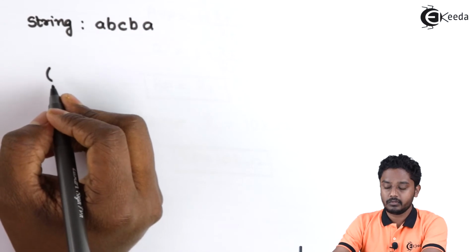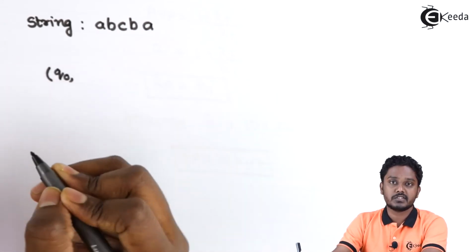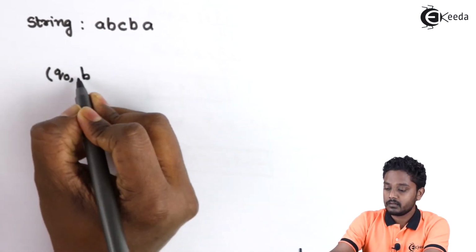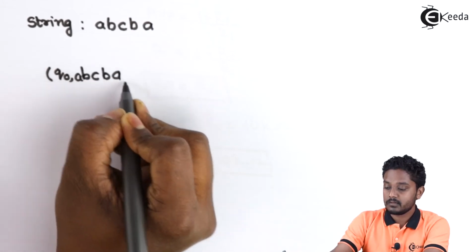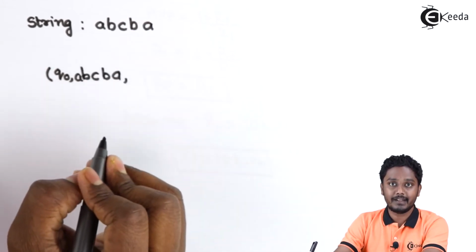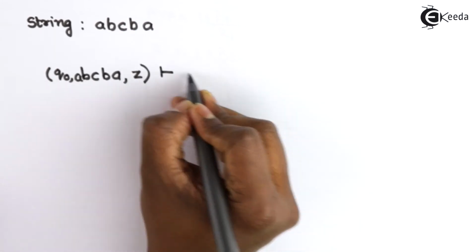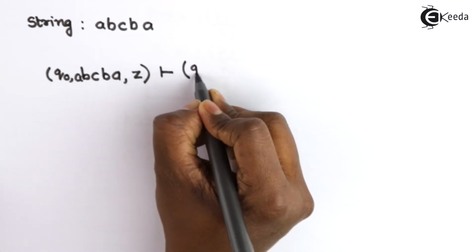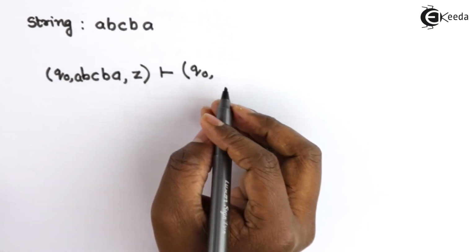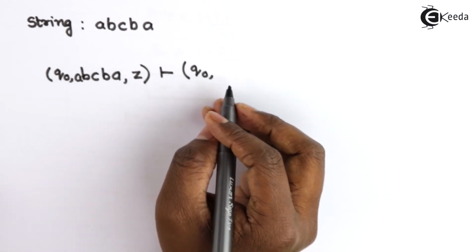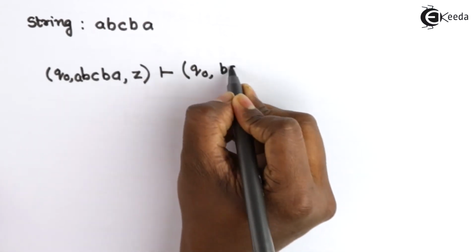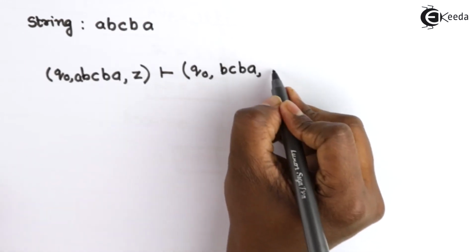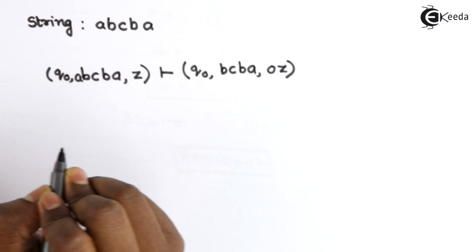Initially the state is Q0. The string is not visited yet. It would be ABCBA. And the top of the stack would be Z. On the first transition, it will be on state Q0 only. As A is already visited, it would be BCBA. Now the top of the stack would be 0. We will go to the next configuration.